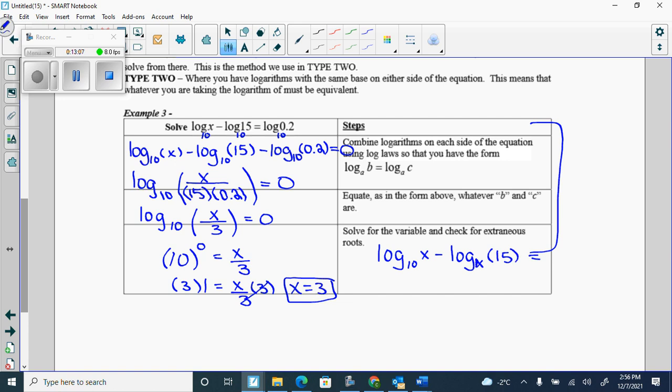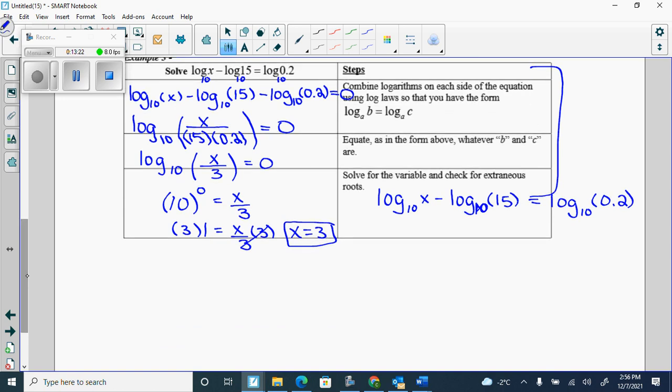10, I don't know what I put next. 10 of 15, and then log base 10 of 2, of 0.2. If you have all logs, you can put the logs on the one side together and leave the other log. So this only works if you have all logs. The other example I did up top wouldn't work. So we have all logs.